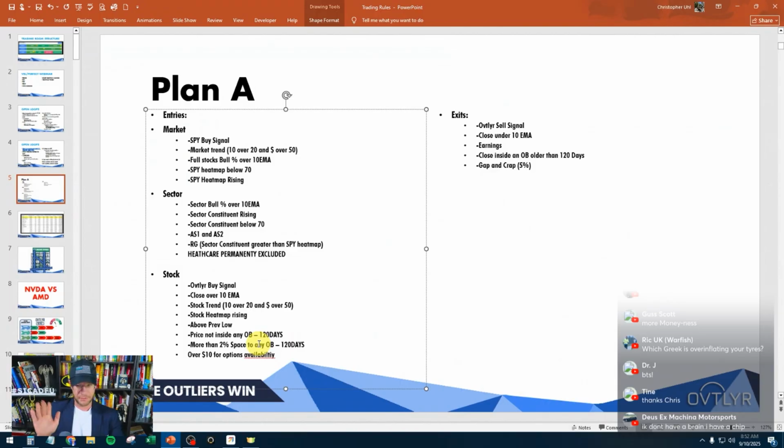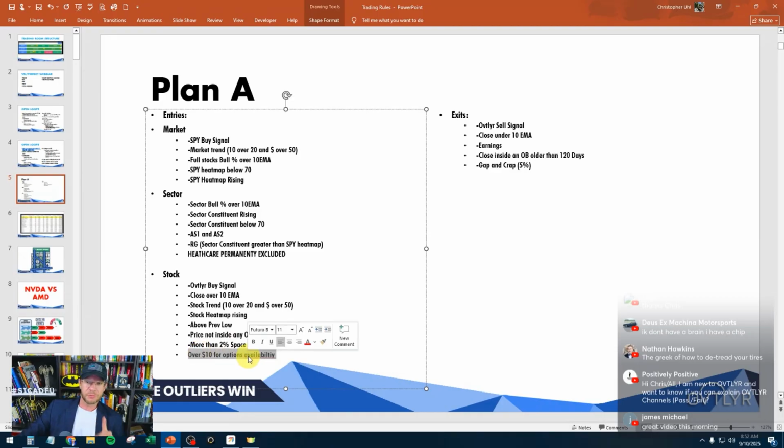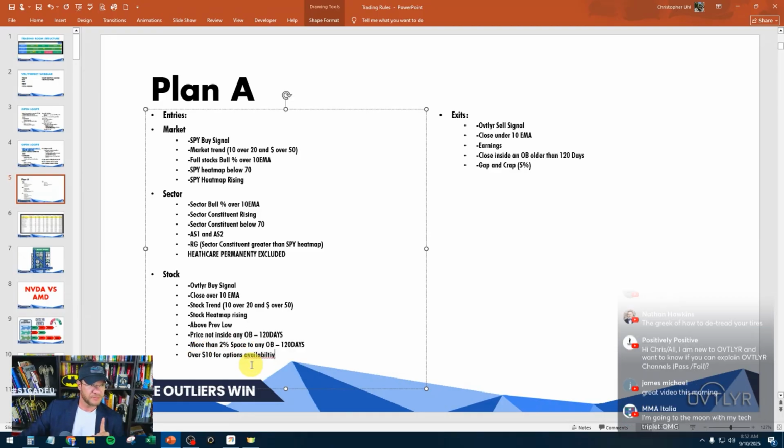I did make a change. It was set in stone until yesterday, but I made a change overnight. I was thinking about this. I removed my $20 snob filter, but I am going to add a $10 filter for options availability. If you look at stocks under $10, you're not going to find a lot of options. A lot of them don't have any options at all. It's kind of a waste of time, so I'm going to put a $10 filter on.